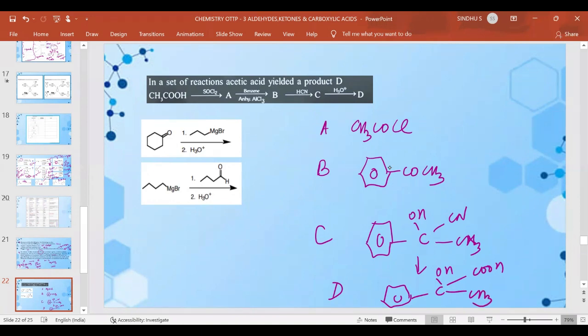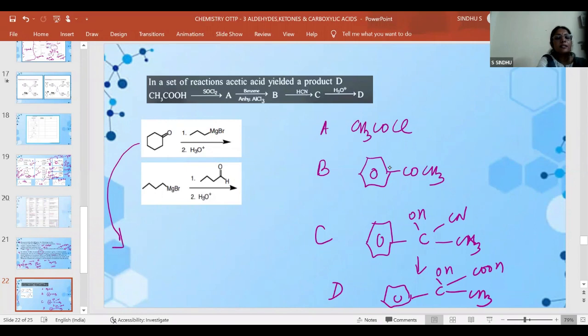So when we train them, we can also ask them to learn all the IUPAC names of these compounds and all that, right? So that way they get practice in IUPAC nomenclature also. And this one now, a ketone with Grignard reagent.